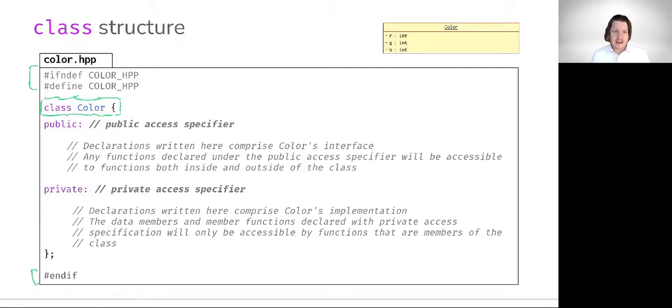When we begin our class definition, this is going to look very similar to structs. We'll go ahead and say, hey, class, followed by the name of the type, in this case, Color. We'll see the opening curly brace, and we'll see that our definition is completed with the closed curly brace directly following it a semicolon.